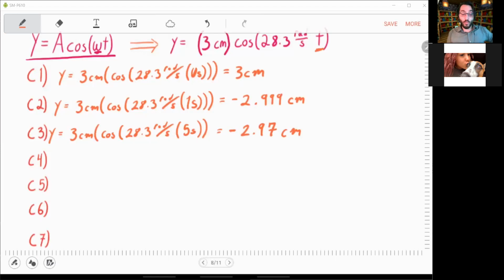This is just what we do, simply plug and chug. If I want to know where the object is, I need to know the amplitude and the omega and at what time we're talking about, right? So 5 seconds, 3 seconds, 20 seconds, it doesn't matter. The point is that as long as we know what time we're looking for, we can then throw that into the equation. All right. Any questions about that?